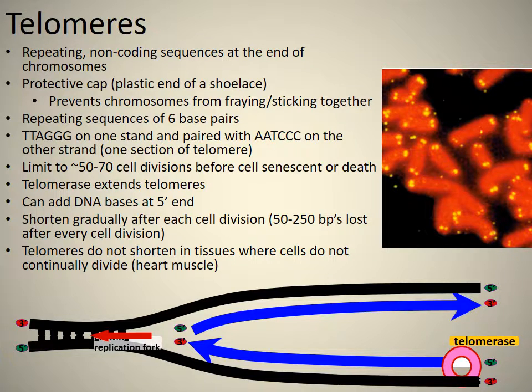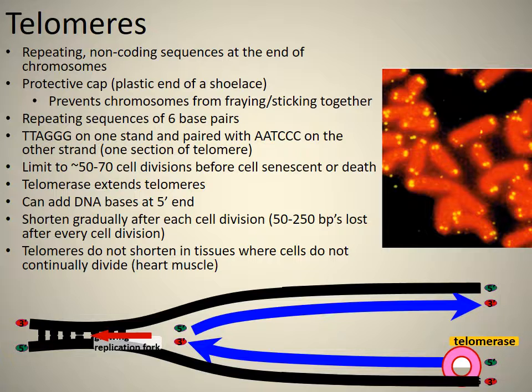Now there is obviously a solution to this. It's called telomeres. Telomeres are repeating non-coding sequences at the end of chromosomes, almost like a shoelace, a shoelace having a nice little plastic end. It's the solution here, or I guess kind of the temporary solution, for protecting our DNA.